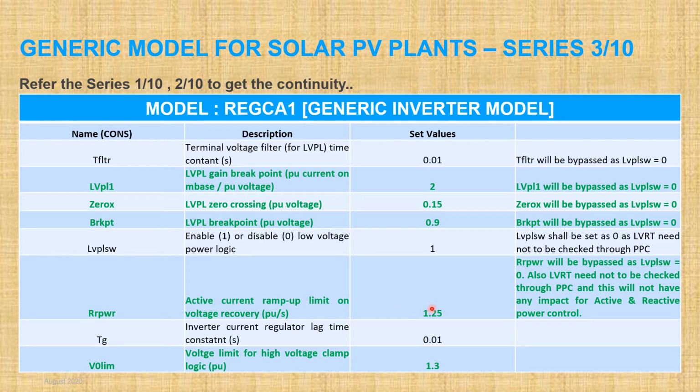So that is the setting it has been given, and this 1.25, so it will ramp up to that pre-fault value with that 1.25 per unit per second. That active current will ramp up at this rate. So this is basically the rate at which the active current will ramp up.